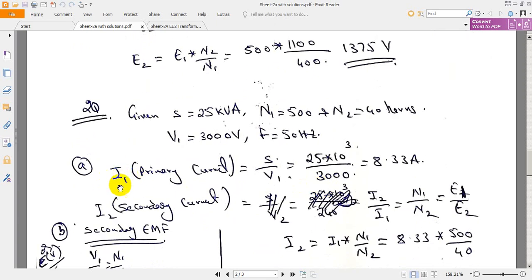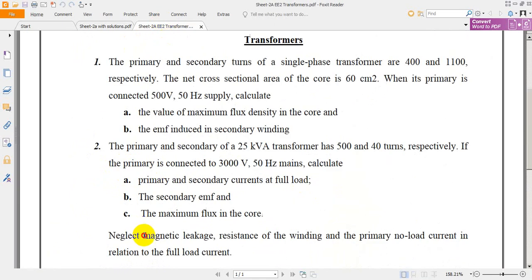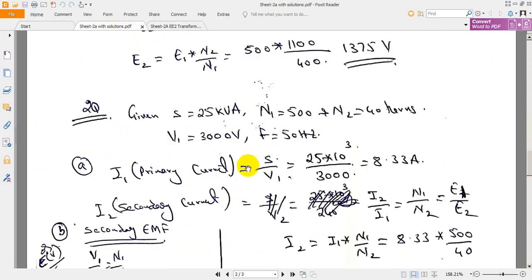The first parameter that we need to calculate is the primary current. When we are considering there are no losses, as specified in the problem, they neglect the magnetic leakage, the losses in the winding resistance, and the primary no load current. If you are neglecting all these things, it means whatever power is available in the primary winding is transferred to the secondary winding. Then the power available in the primary winding will be S is equal to V1 I1, under ideal conditions.